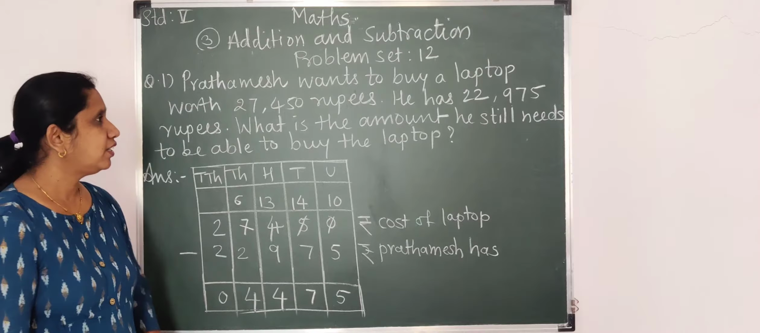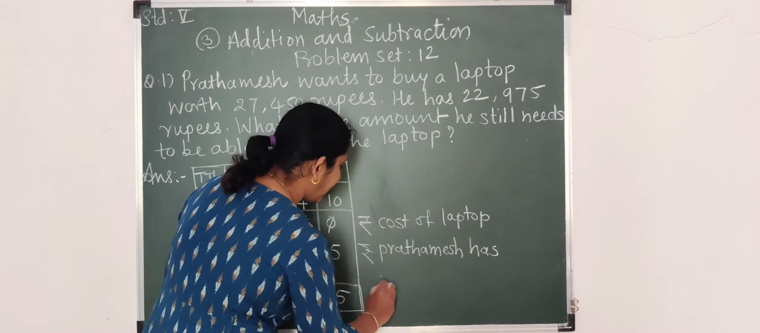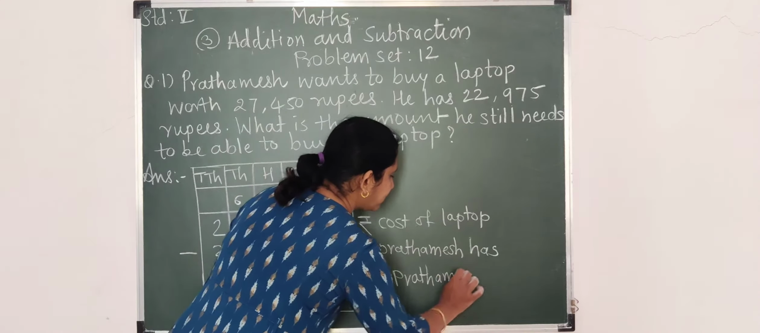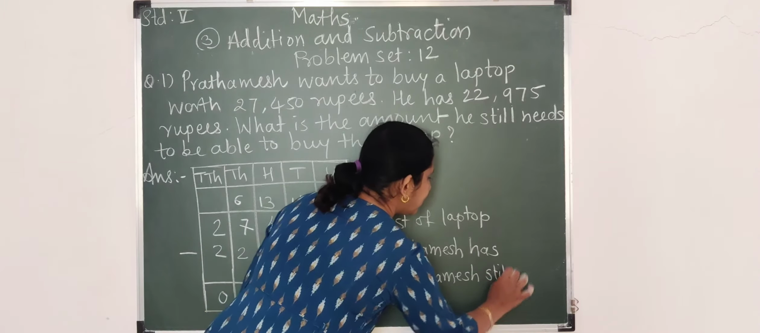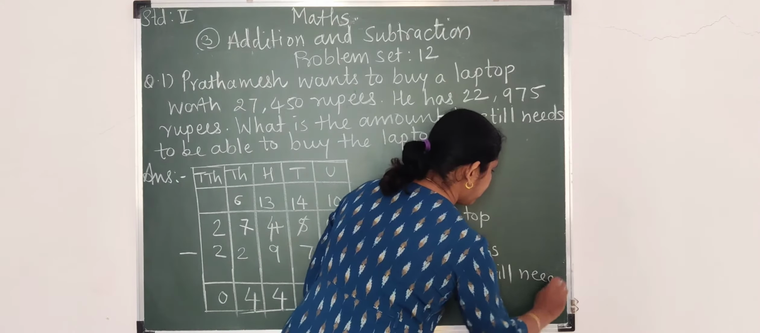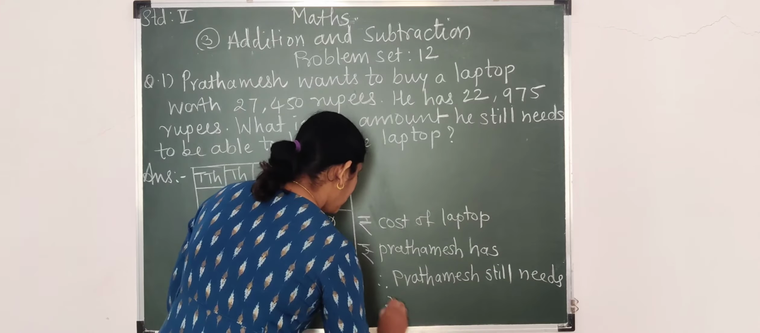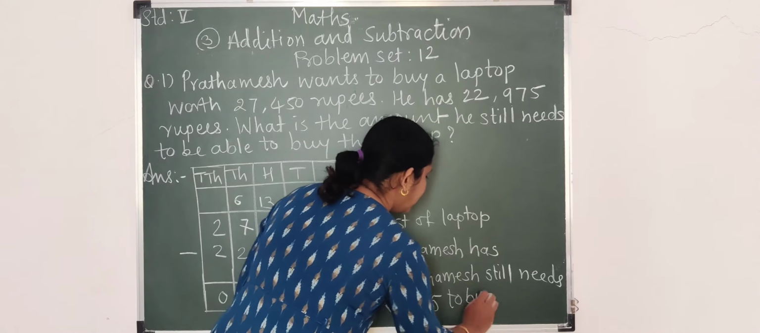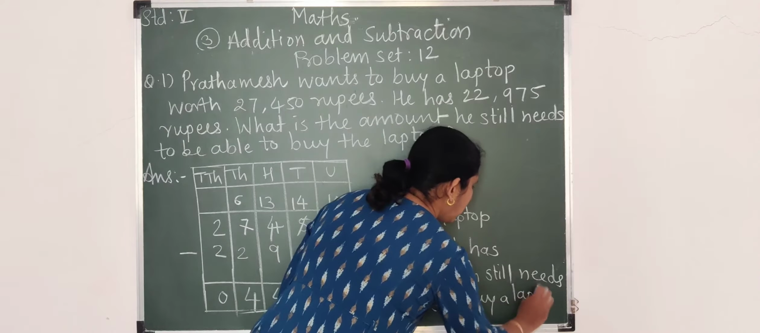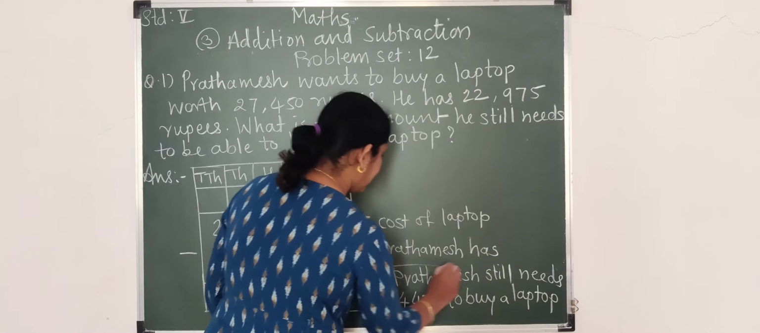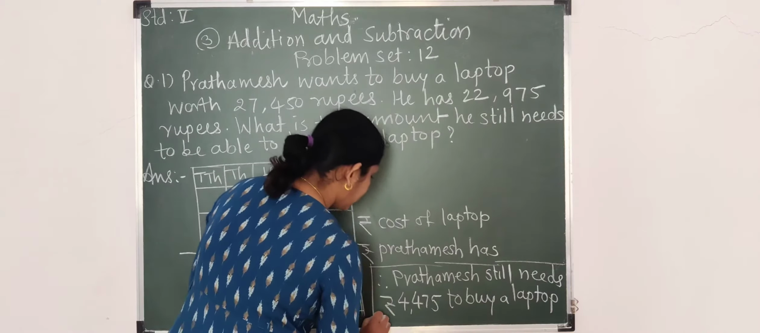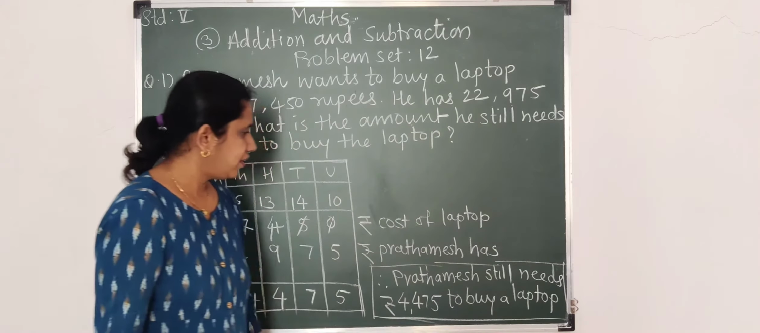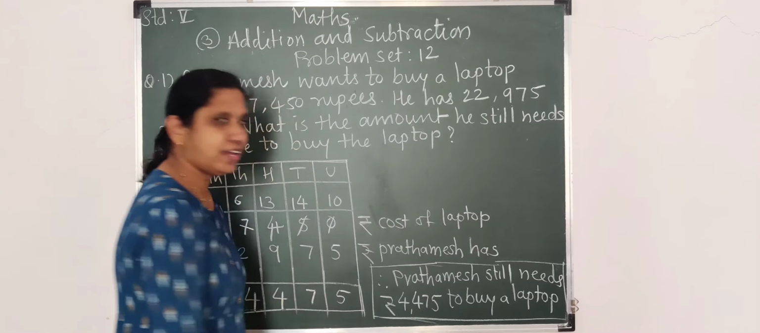4,475 rupees less. So we'll write at the end, therefore Prathamesh still needs 4,475 rupees to buy a laptop. Okay, let's write this in a square box. Make a box so that you will highlight your answer. It is looking properly.